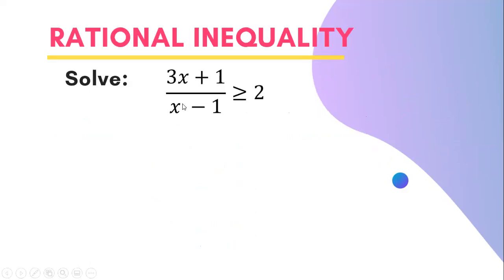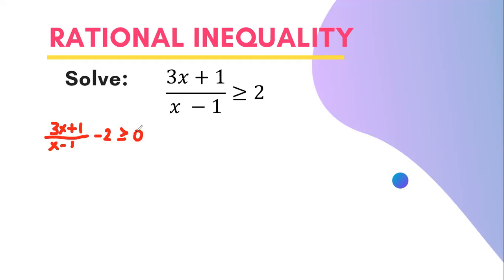Say we have 3x plus 1 over x minus 1 is greater than or equal to 2. In the case of rational inequality, the first thing that you have to do is to combine all terms on one side of the equation. Meaning the 2 here must be transposed on the left side. So we will have 3x plus 1 over x minus 1, transposing positive 2 will make it negative 2, is greater than or equal to 0.